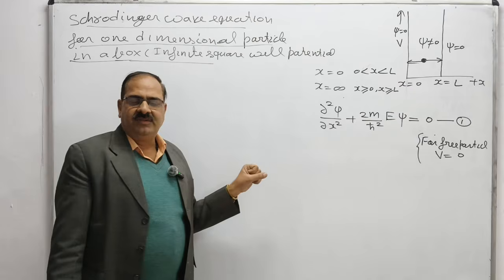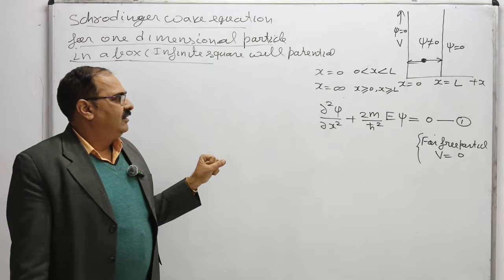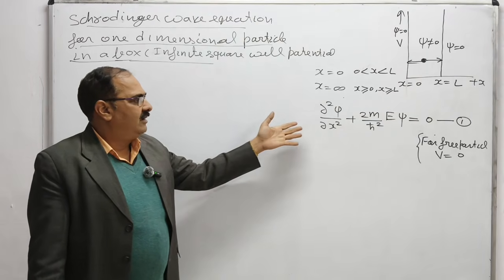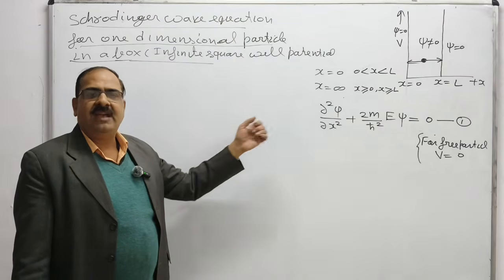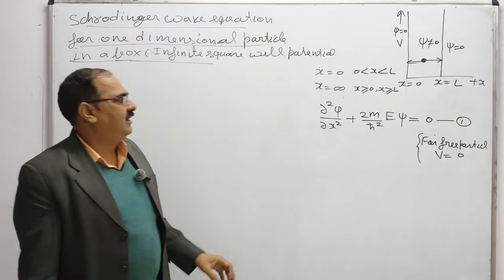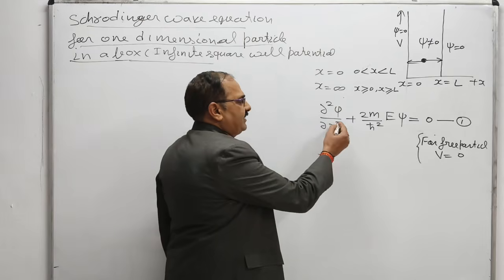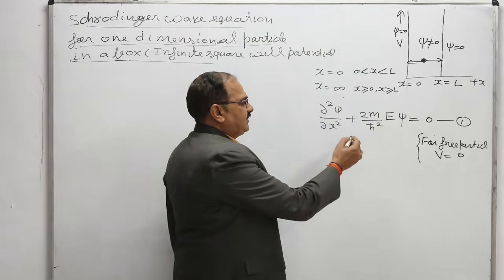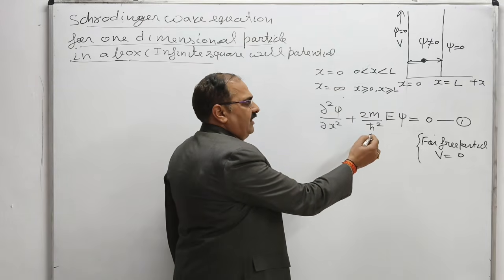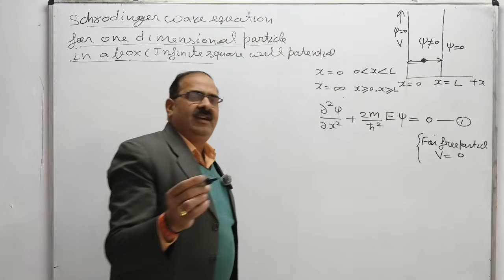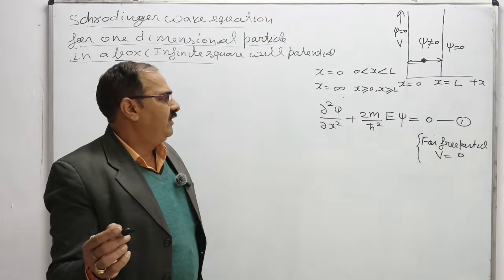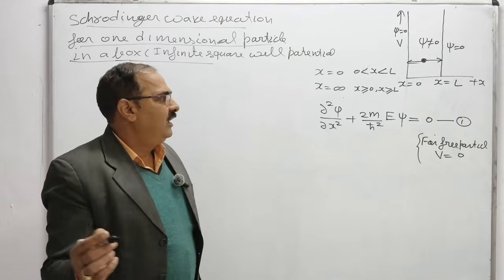According to the Schrodinger wave equation in one dimension for the free particle, d²psi/dx² plus 2m/h bar square E psi is equal to 0. For a free particle V is equal to 0.